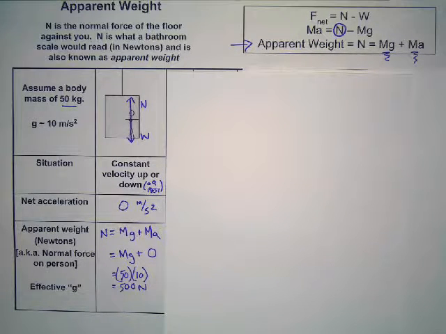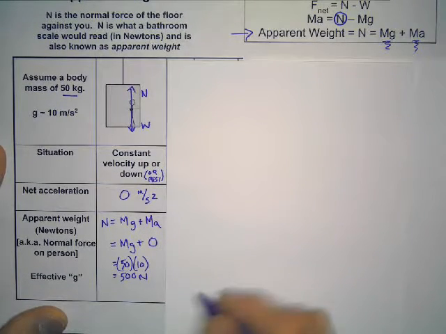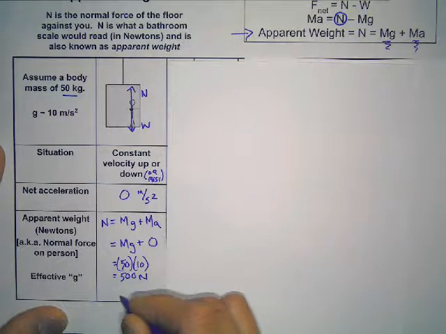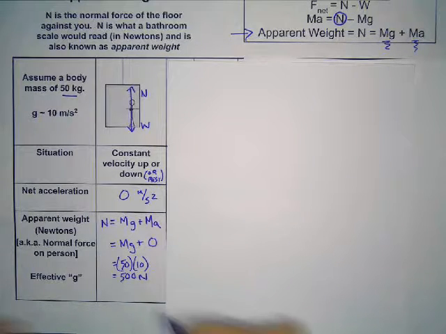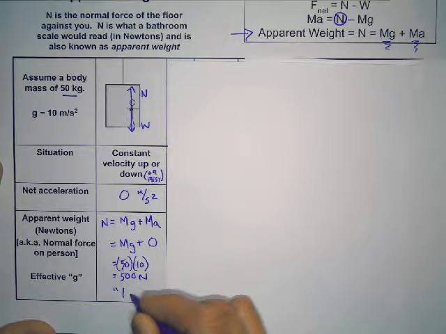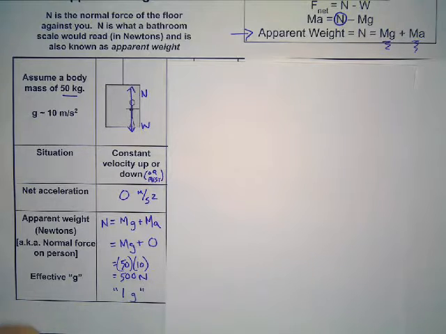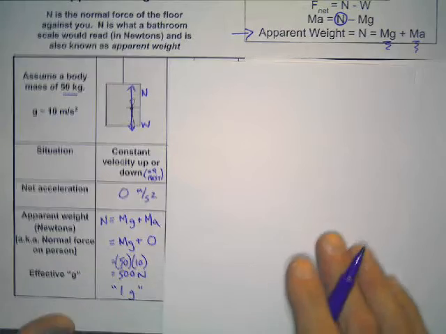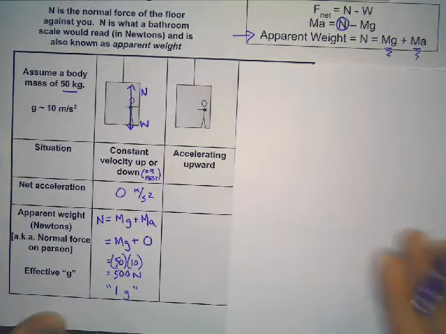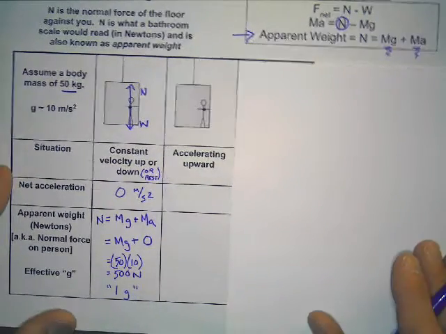Okay, and that's just what your usual weight would be, your mg weight. And we would say that in this situation, a person is experiencing what we would say to be one g-force. Sometimes you hear that term g-force. That just means that you're experiencing your apparent weight is equal to your mg weight. Okay. All right, let's look at a more interesting case here where you actually accelerate upwards at some rate.